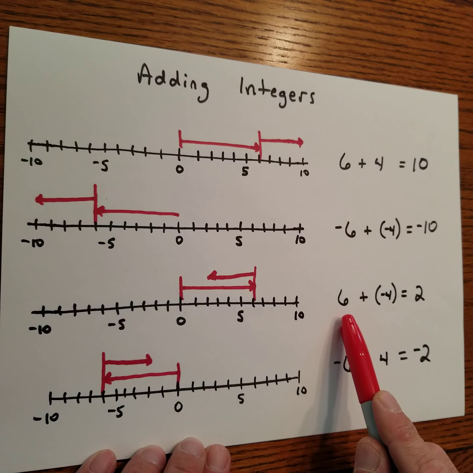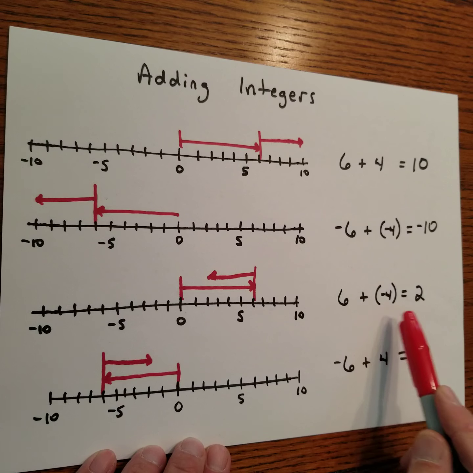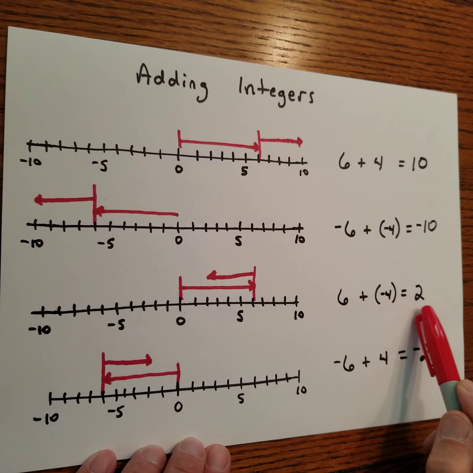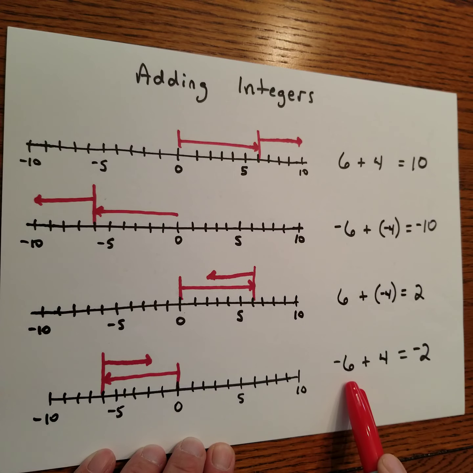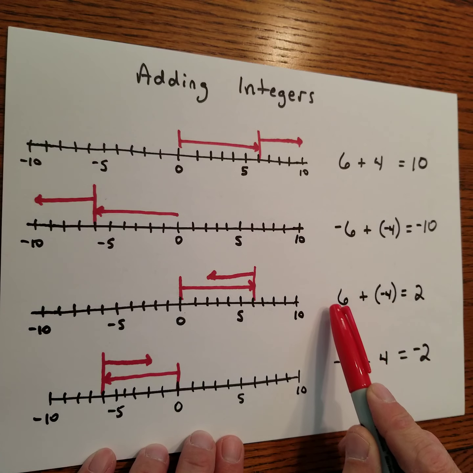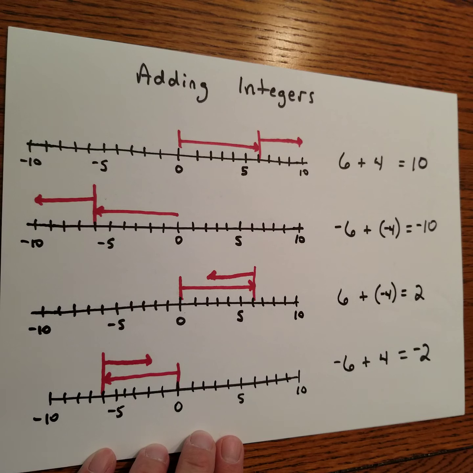If we have a positive number and a negative number, we actually subtract. We took the difference between 6 and 4. If we have a positive number and a negative number, we subtract them, and the answer is 2. If the bigger number is positive, then our answer is positive. If the bigger number is negative, then the answer is negative. Let's summarize. If the signs are different, you subtract and take the sign of the larger number.